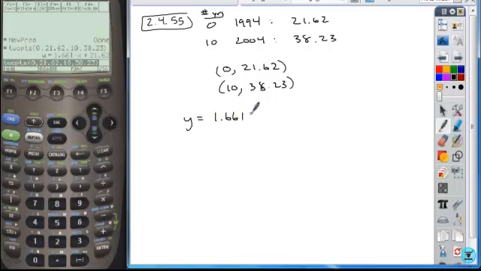Y equals 1.661x plus 21.62. Okay, did I ask you specifically to round it to something? Okay. So this is your function. Right, if it asks you to make a prediction for 2010.